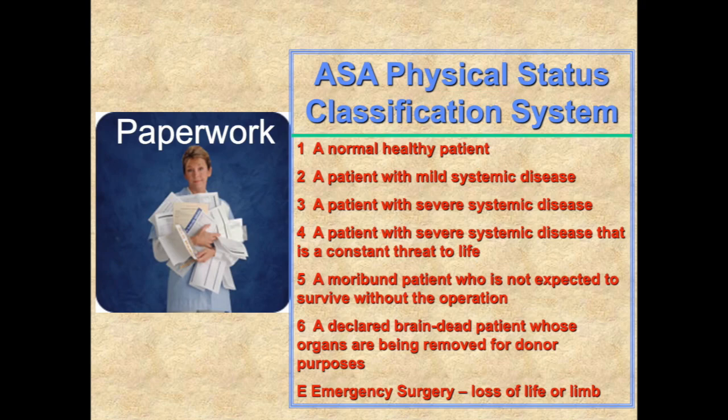Three is a severe systemic disease. So this can be someone with severe breathing, blood pressure, or heart problems. Four, their disease process is so severe that it's a constant threat to their life. Five is a patient that is so sick that they're not expected to survive unless we get them into surgery. Six is a declared brain dead patient. And obviously, you're not going to be working on those in the dental office, but they have gotten a separate ASA physical status for that.